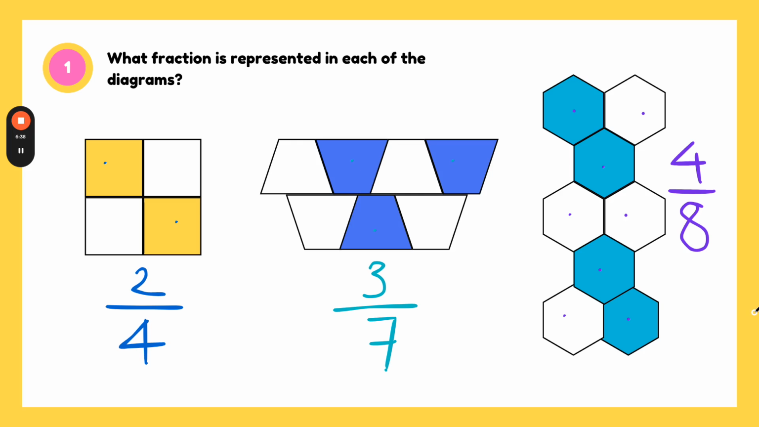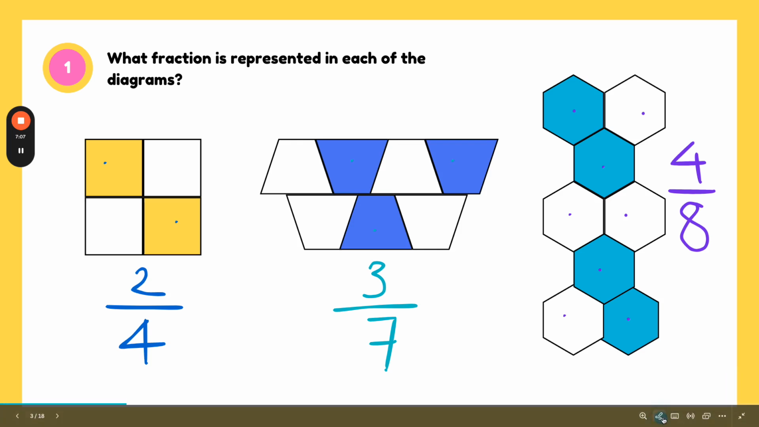Just to recap again, if we wanted to find any fraction represented in a diagram, we count how many parts are shaded in the diagram, which gives us our numerator, and from there we count how many parts make up the whole together, which then gives us our denominator. That would be how to find fractions represented in diagrams. Hopefully that makes sense.